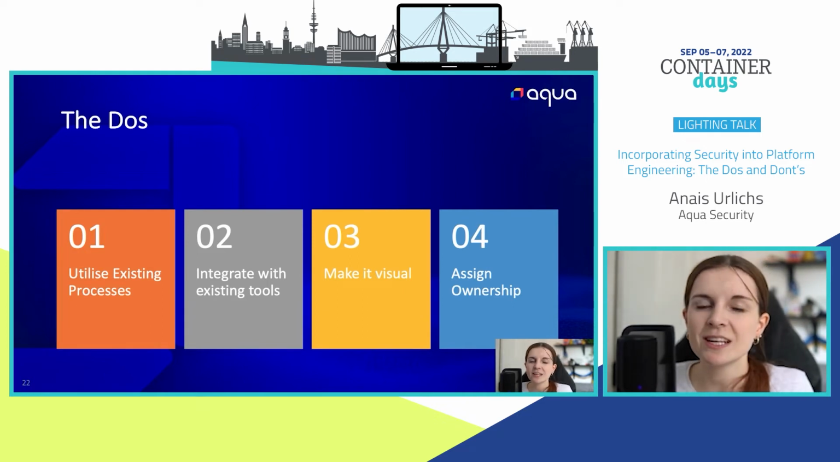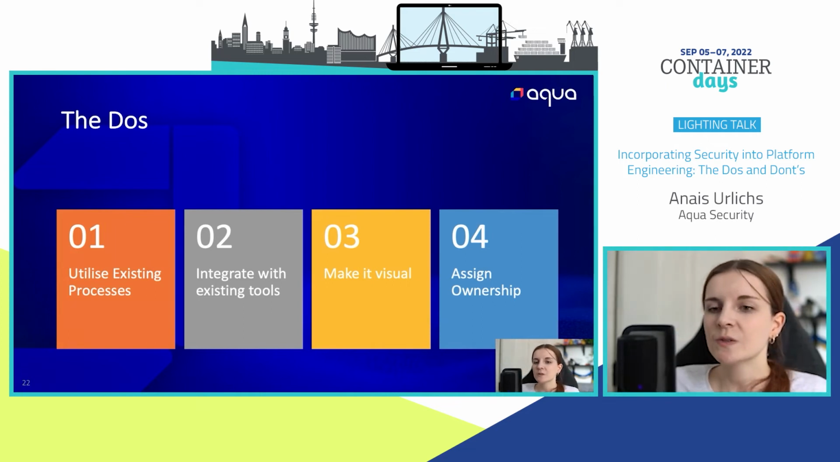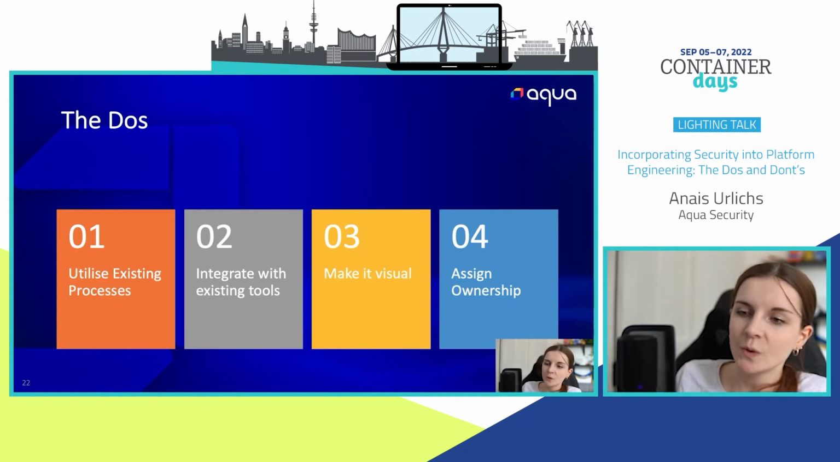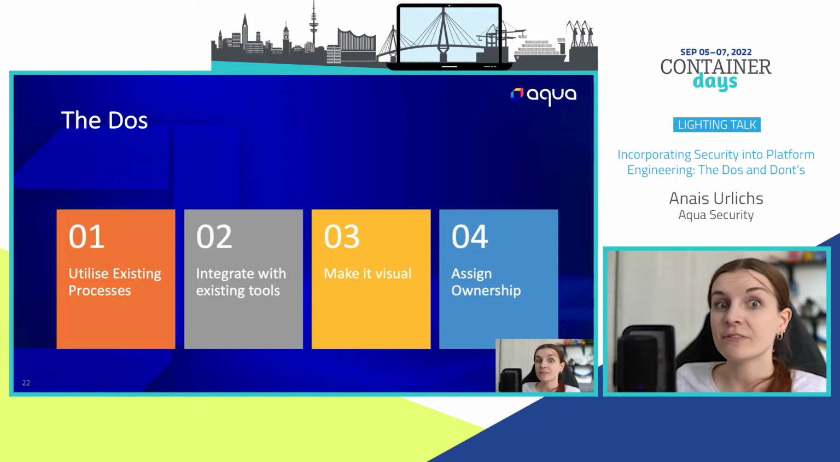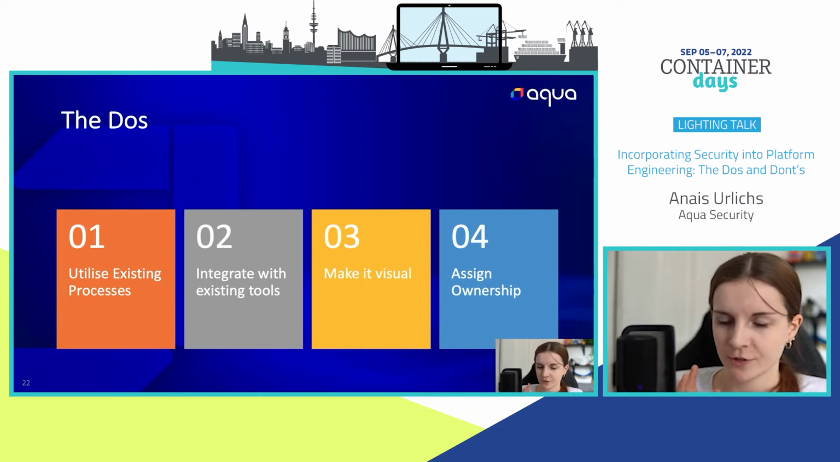The first thing is utilize existing processes. Don't introduce new processes into your workflows. Like, don't have yet another tool that people have to use, right? If you're able to see security metrics within your reliability metrics, within Prometheus and Grafana, you're much more likely to look at the dashboard than if you have to look at an entirely different application, right?